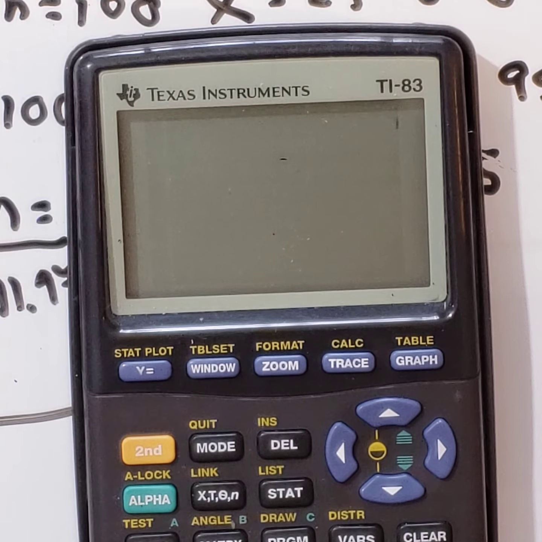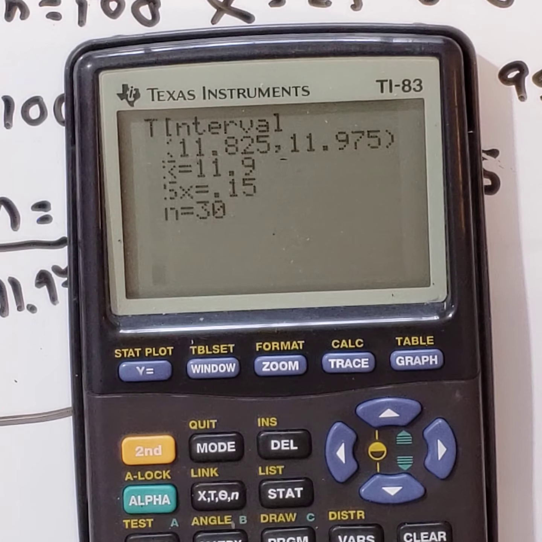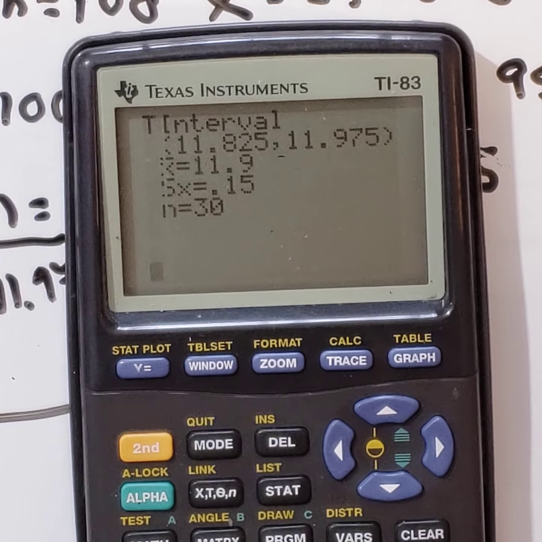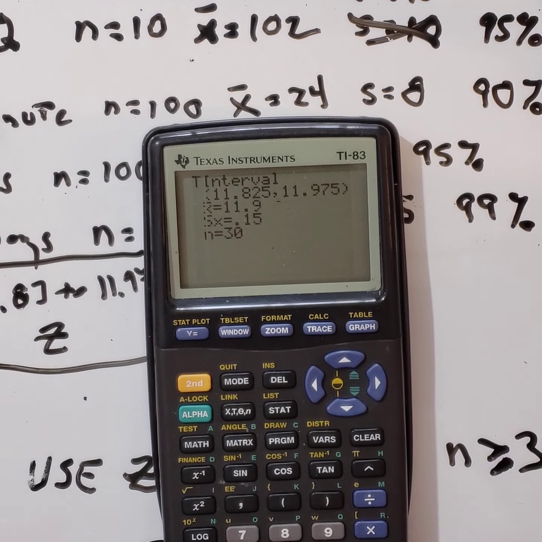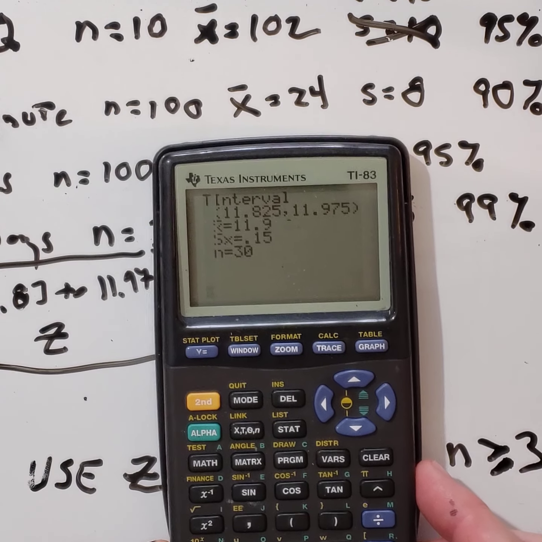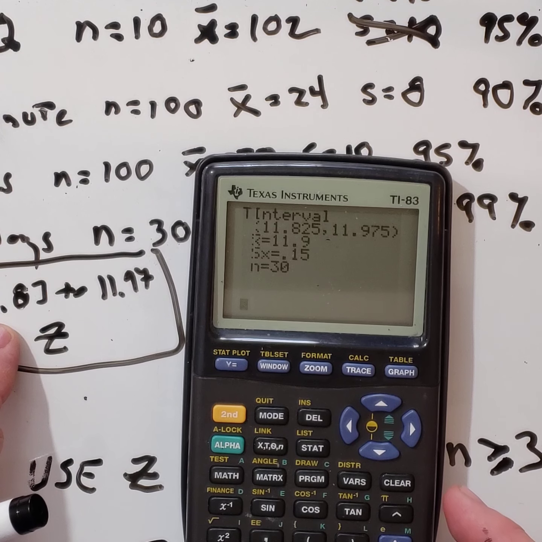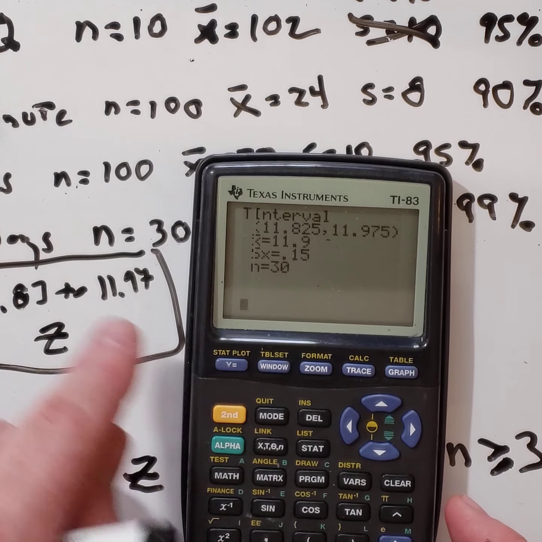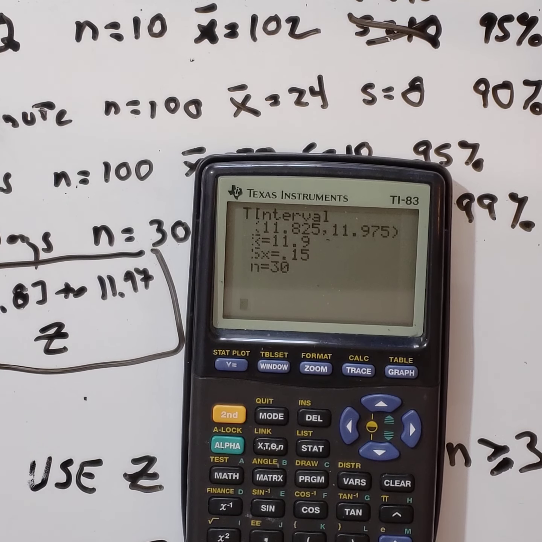Look how long it's taking to calculate this time. Mathematically, finding that z value is very easy, but finding the t value is very, very difficult, so the calculator takes a long time. Now, check out what we get here. We get 11.825 instead of 11.83, and 11.975 instead of 11.97. Very little difference because we have at least 30 in our sample.